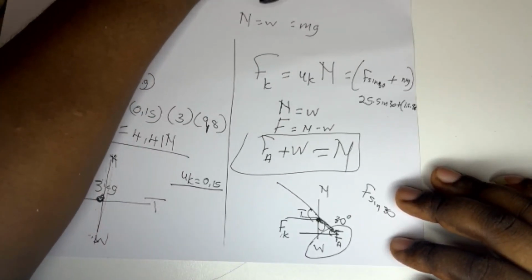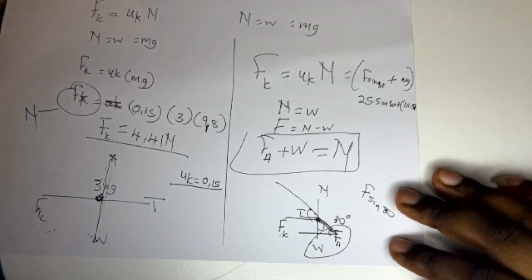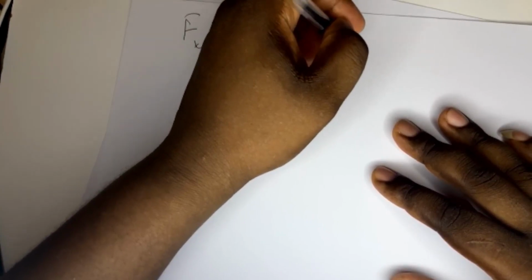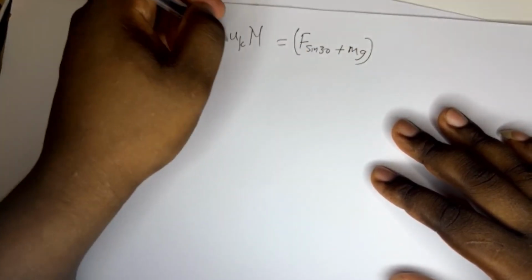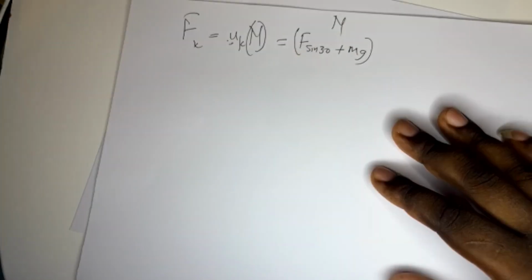So why am I saying that one? Like I explained, so let it be easy for understanding. Due to space, okay, let me add more pads. We said Fk is equal to the coefficient of friction times the normal force, which is equal to F sine 30 plus mg. Okay, so don't forget that this is the normal force. This is the normal force. This is the normal force.